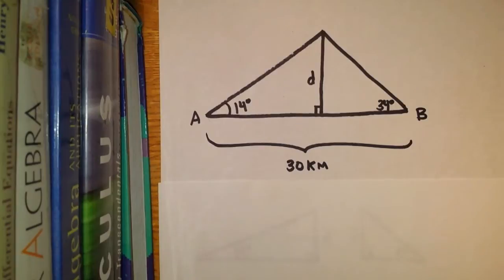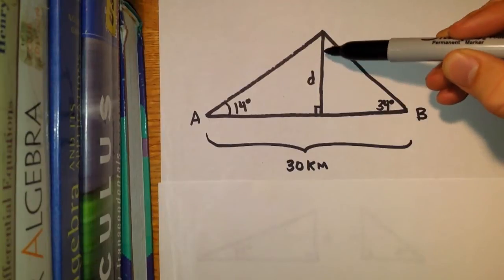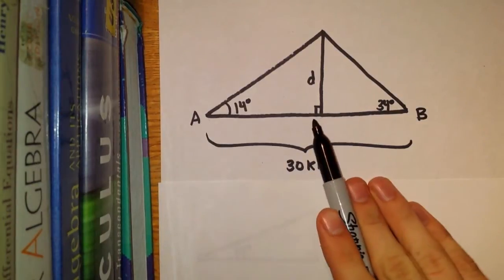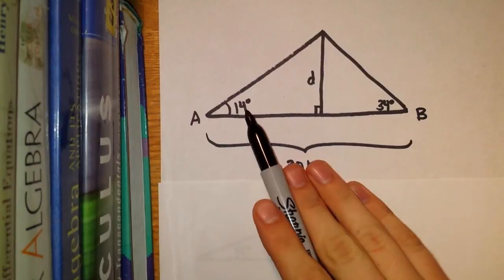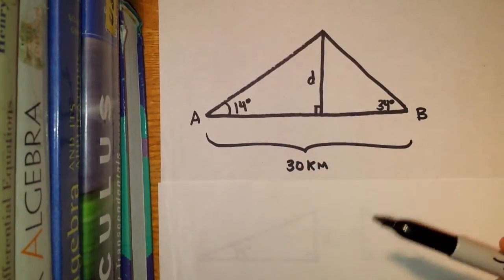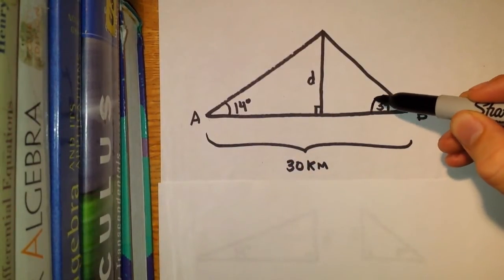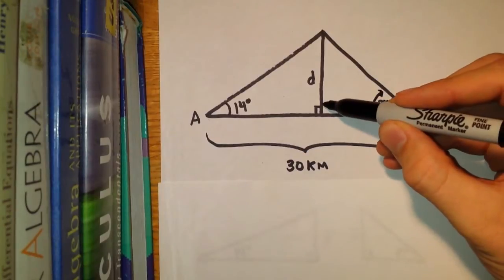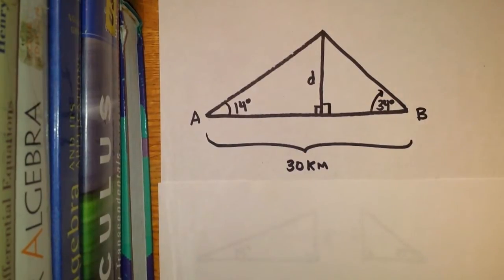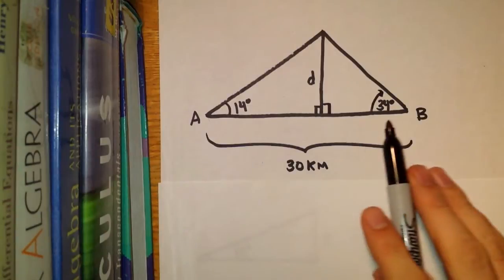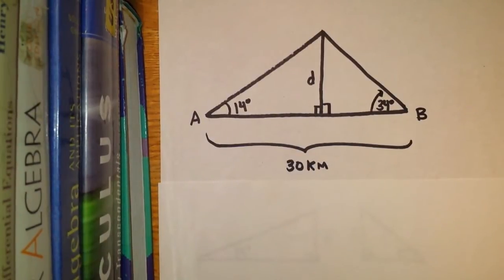When setting up this problem, it looks a little bit different than the applications that we've been working on in class. We're trying to find the distance D here, and you'll notice that we have two right triangles still. One right triangle in reference to the 14 degrees here, and then another right triangle in reference to this 34 degree angle. We're given that the entire bottom leg is equal to 30 kilometers, but other than that, we don't have any more information that's given to us in the problem.